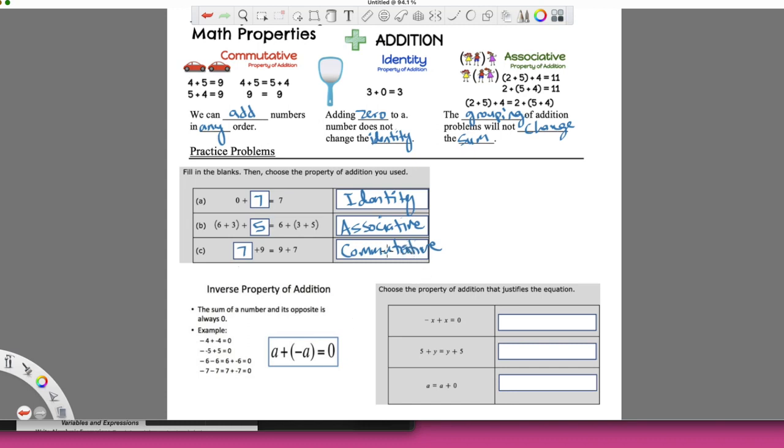All right, so now down here we have one more property of addition. It's called the inverse property of addition. So the sum of a number and its opposite is always 0. So here's some examples. I have -4 plus 4 equals 0. Kind of looks like there's another negative on that one that shouldn't be there. -5 plus 5 is 0. So they're opposites of each other.